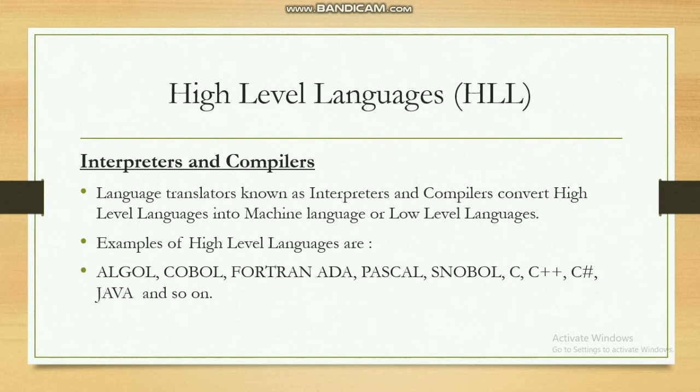As I have already told about interpreters and compilers, when a program is created in high-level languages, to make it readable by the machine, it needs to be converted to the low-level language. And who converts the high-level language to the low-level language? It is the interpreter or the compiler.